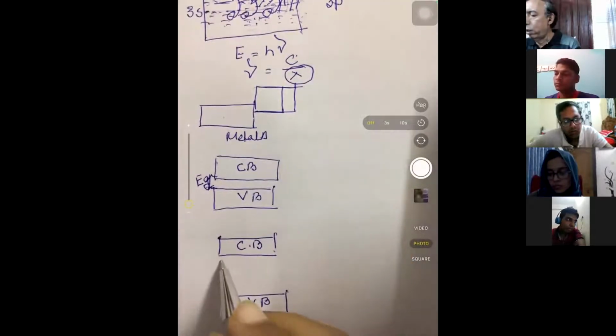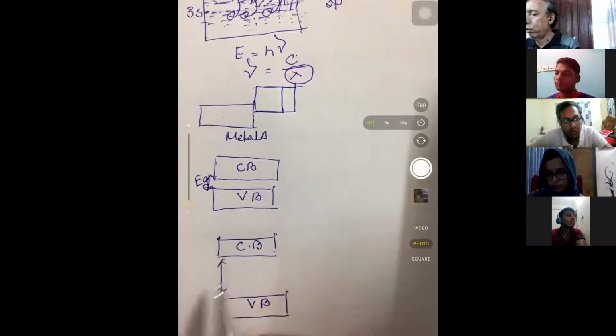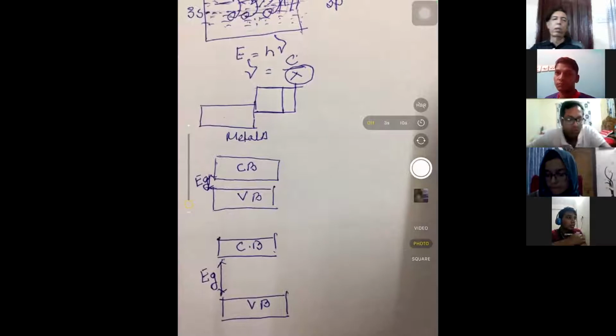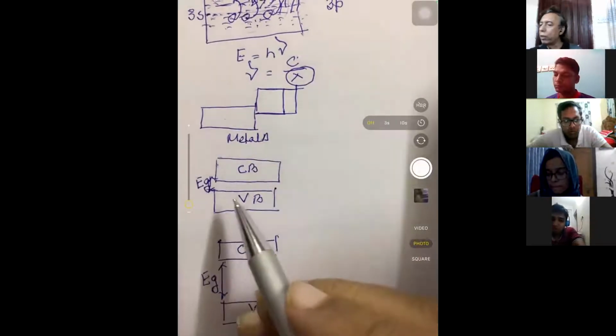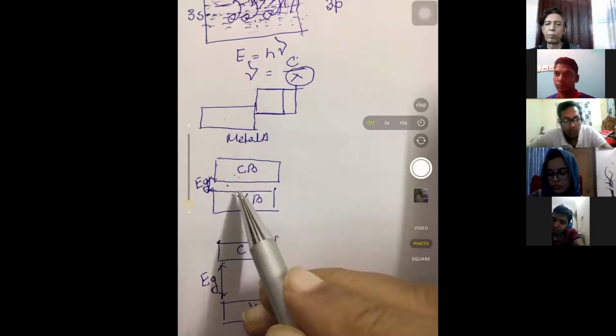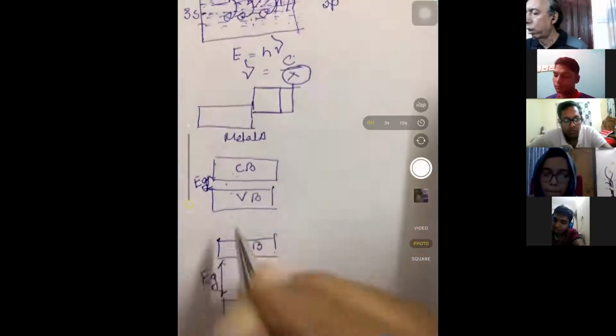This gap is known as the band gap or Eg. If this gap is small, then they are called semiconductors.